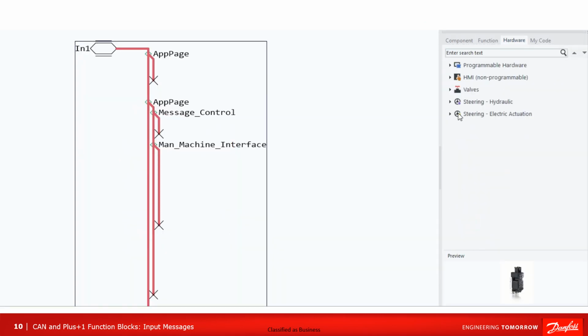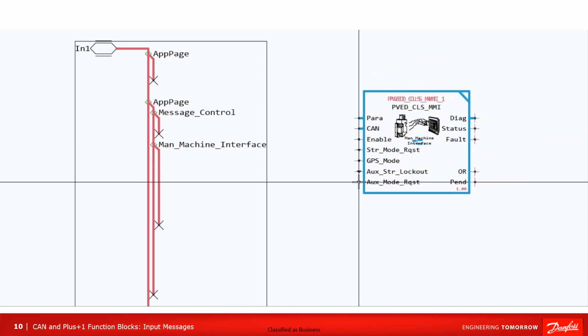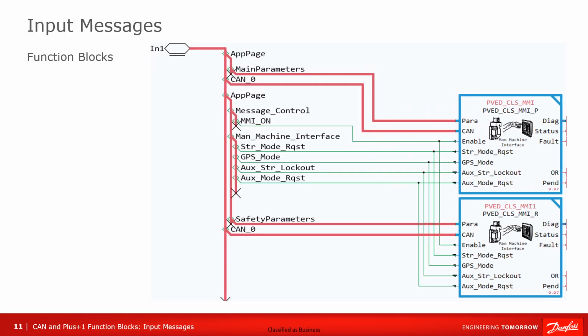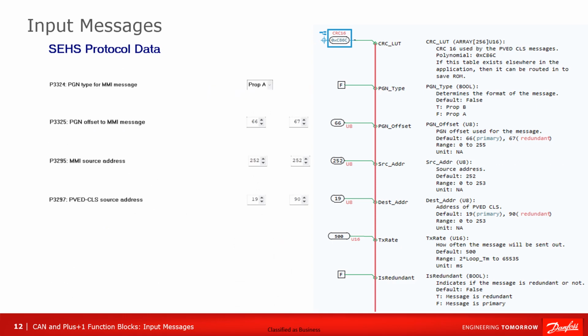To use a function block in Guide, for example the MMI block, the block just needs to be selected from the function block library on the right side of the screen. The block can then be placed onto the screen, where the corresponding wires and buses can be connected. The parameter page for each block needs to be matched with the parameter settings in Service Tool. For example, the MMI block parameters are set to match the parameters in the SEHS protocol data page in Service Tool. However, the PGN offset will only be shown in Service Tool when proprietary B message format is used.